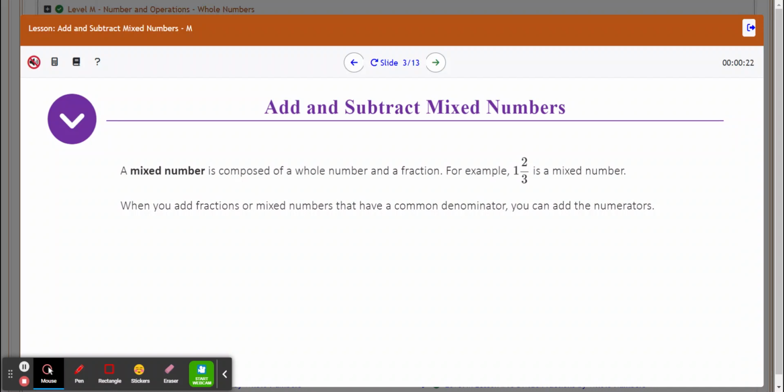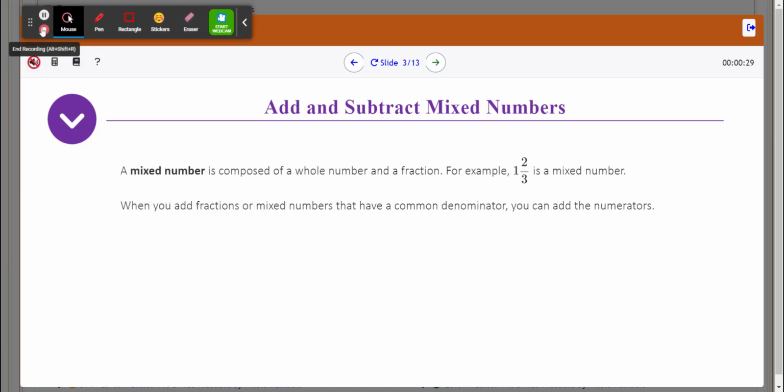Lesson number 12, add and subtract mixed numbers. A mixed number is a number that has a whole number and a fraction. Looking at the page here, they give us the example 1 and 2/3. The whole number is 1 and the fraction is 2/3. This is called a mixed number. It has a whole number and a fraction.